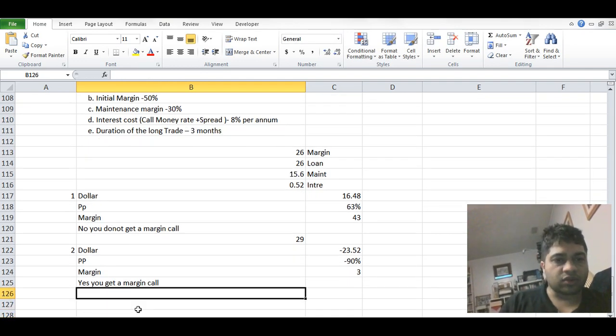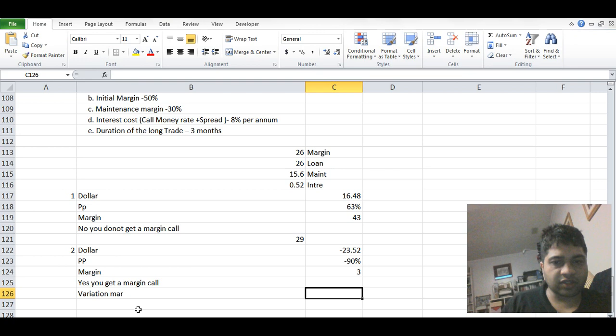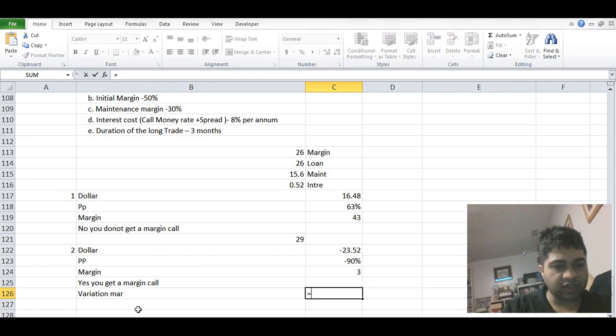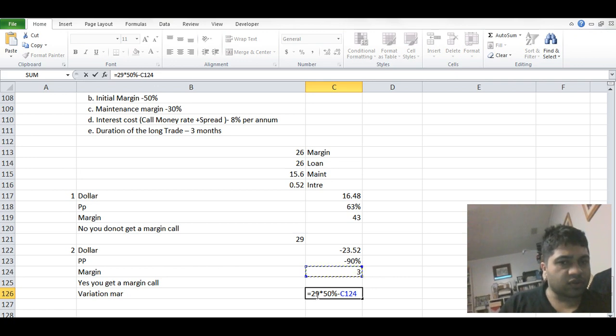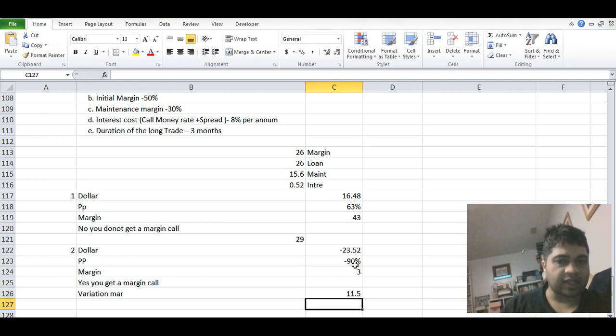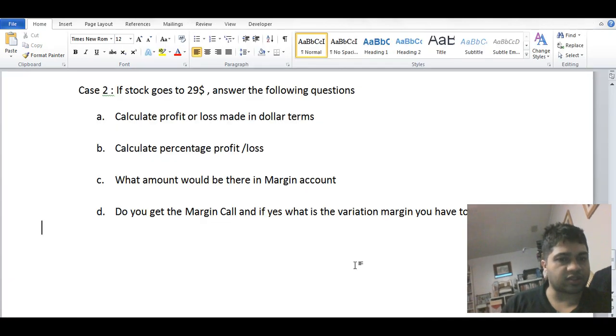Okay, so you have got a margin call. Then you need to put in variation margin. Variation margin is always the initial margin of the current stock price. So the current stock price is $29. So $29 multiplied by 50% you need to have, right? And you currently have $3. So stock price multiplied by initial margin minus the current margin amount gives you the variation margin. So you have to put in $11.5.